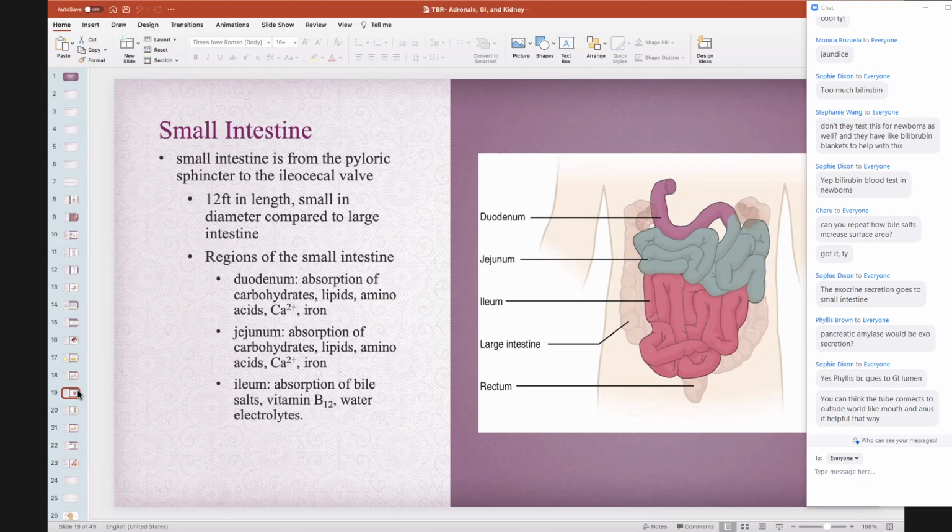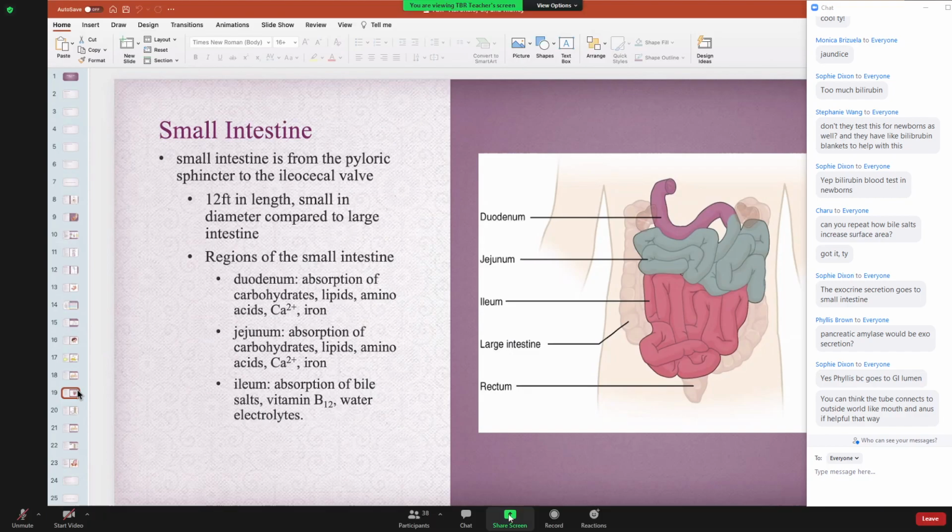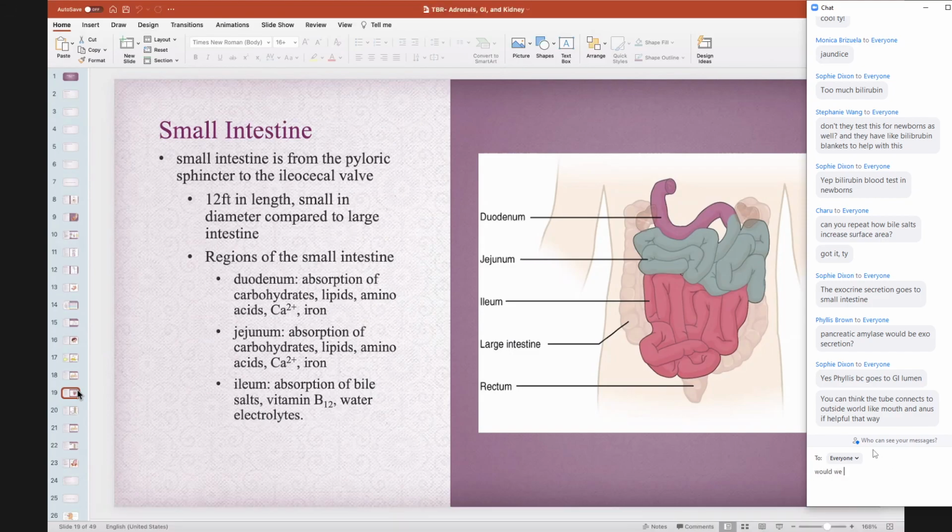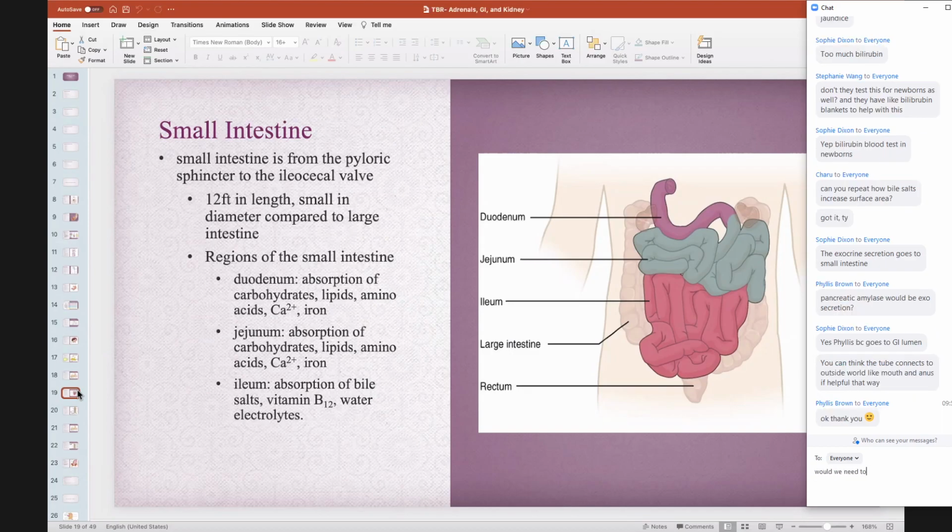You start to absorb calcium, iron. The jejunum starts to absorb very similar things. And in the ileum, you start to get the absorption of those bile salts so you can recycle them, and then vitamin B12. And so you don't get a lot of absorption of vitamins into the large intestines.